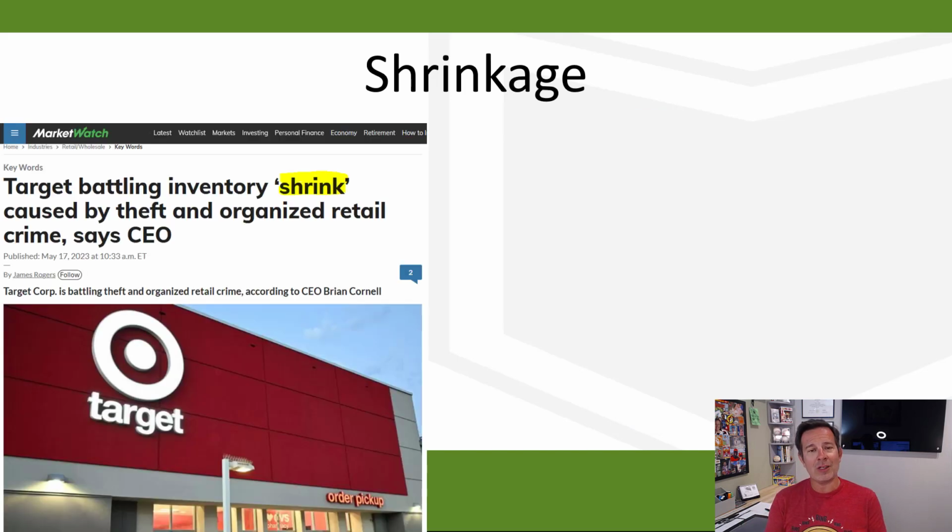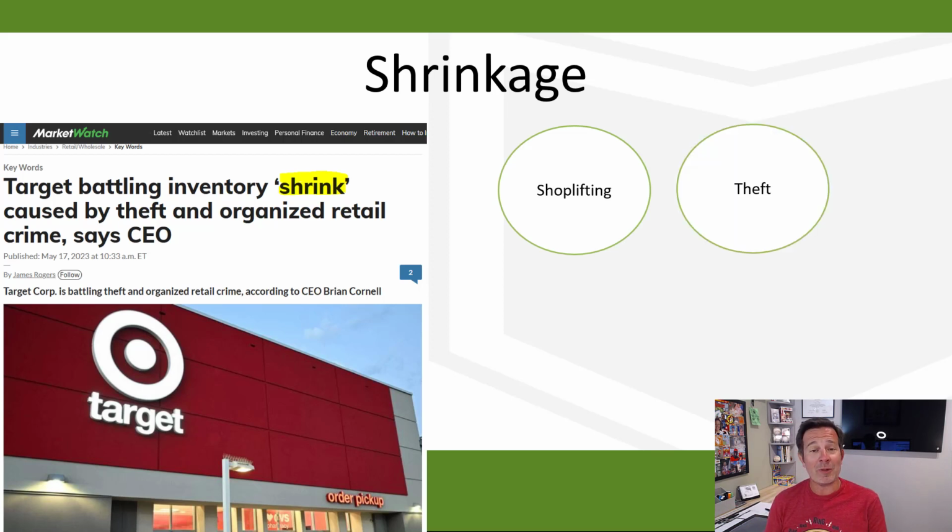You may have heard in the news about a thing called inventory shrink, when inventory just kind of disappears. We don't know where it went. Maybe it was shoplifting. Maybe it was theft from an employee. Heck, maybe it was just an error.